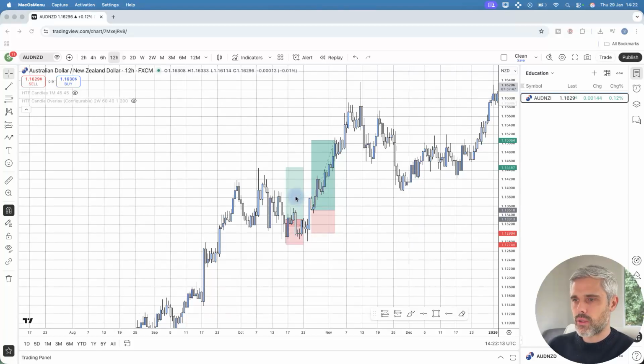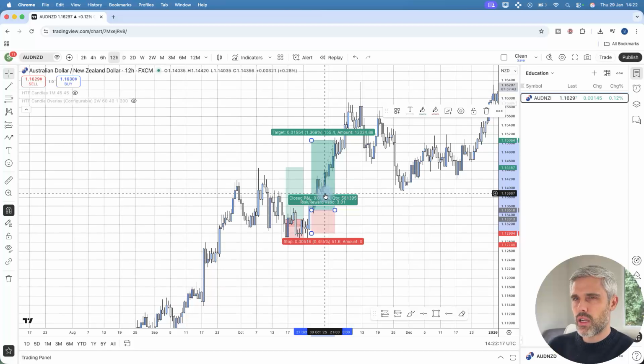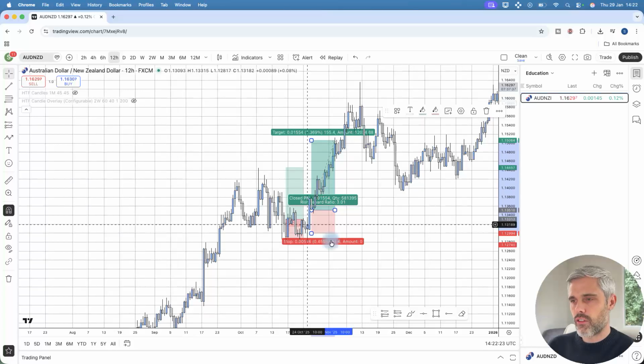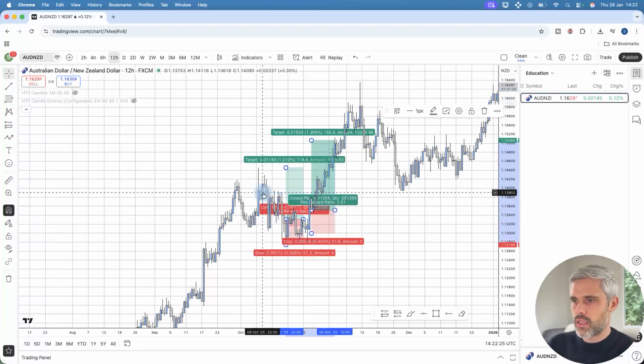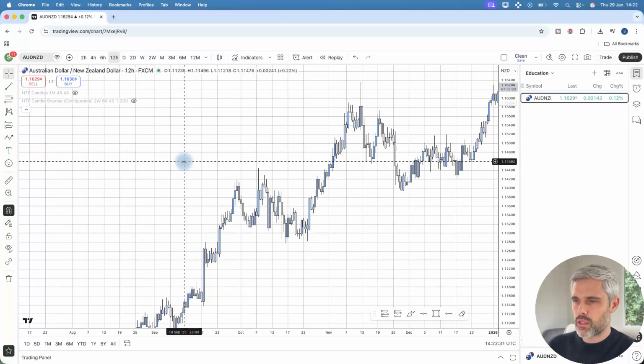So I want to show you exactly how to get into high probability trades like this 2R and this 3R on AUD NZD that simply used our trend in line with higher time frame context. So let's just get into this. First and foremost, I'm trading 12-hour price action, so we're looking at swing trades.